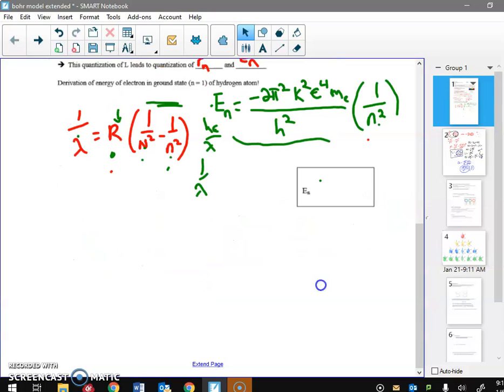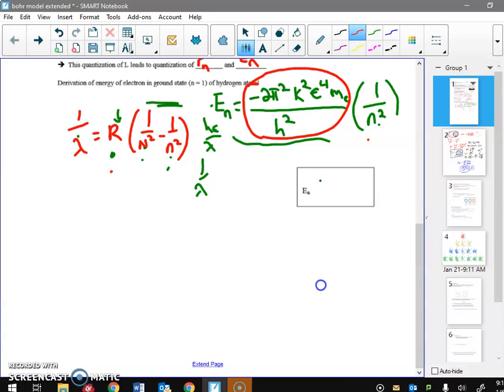Now, here's the part that I do want you to write down, and this is in your IB reference tables. If I take all these constants, and I suggest you do that, I'm not going to do that here, but you put in Coulomb's constant, the charge of an electron, the mass of an electron, and Planck's constant, and you convert that to electron volts, because if you do it like this, you will get it in joules. But if you convert to electron volts, you'll find that that number is negative 13.6. And then we have the 1 over n squared. And that 13.6 is exactly what we saw in our previous note sheet, what the ground state energy is for the electron in hydrogen. That's pretty remarkable.